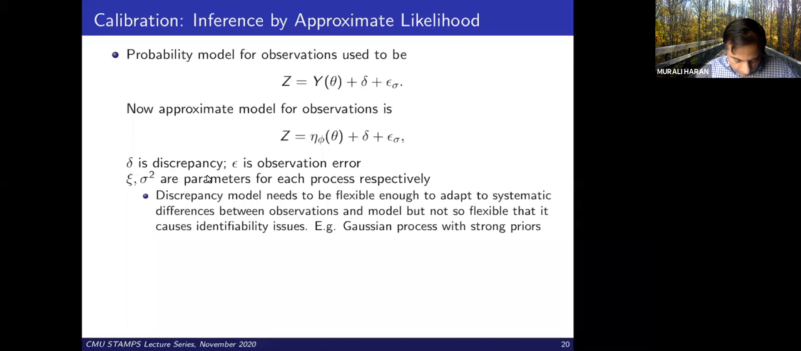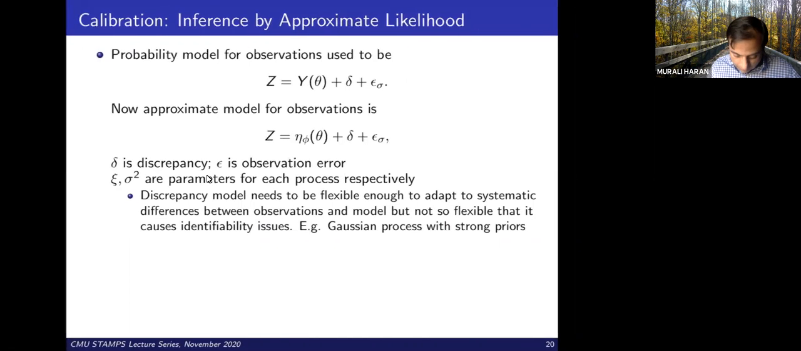I see now that in order to just give a bird's eye view of this, I'm going to skip some of the details so that this is not too rushed. But I just want to give you a quick sense here that the discrepancy model for delta needs to be flexible enough so that it's adaptable to systematic differences, but not so flexible that it causes identifiability issues with the computer model. If you make it extremely flexible, it makes it hard for you to learn about theta. So this is a very delicate and challenging problem as well.